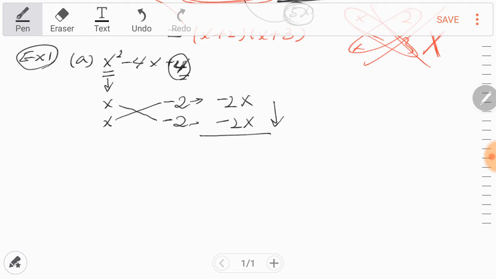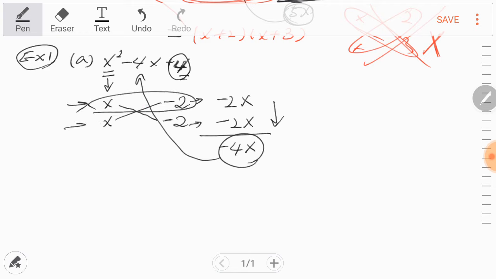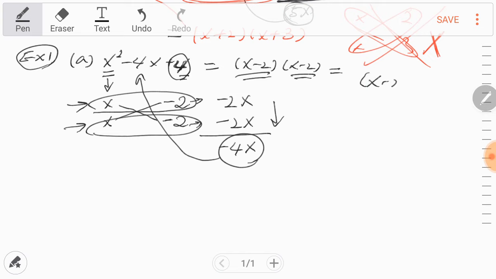The sum is negative 4x, and negative 4x is the same as the term in the middle. So we found the two factors. The first binomial is the first line, the second binomial is the second line. So this is equal to the product of x minus 2 and x minus 2. Since there are two factors the same, we can write it as a square: x minus 2 squared. Like this.